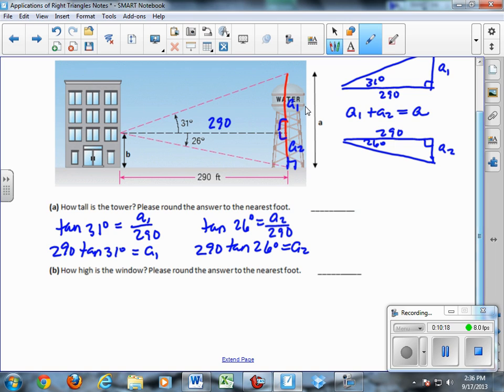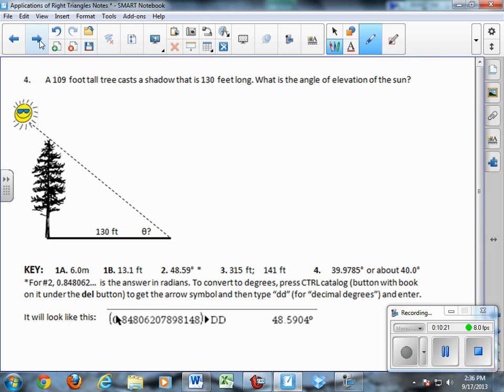Okay, last one, we have a tree casting a shadow. Here's the sun. The sun's angle as it hits the top of the tree creates a shadow here, which forms a right triangle. Once again, assuming our tree is perpendicular to the ground, as trees should be. And we know that the height of the tree is 109. So if we draw our triangle over here, that's the tree, that's the shadow, 109, 130. We're trying to find the angle of elevation.